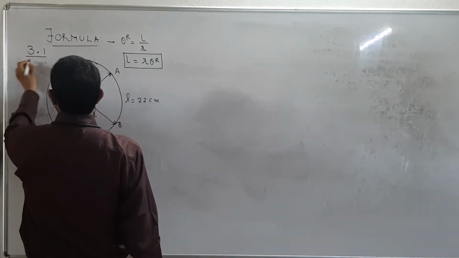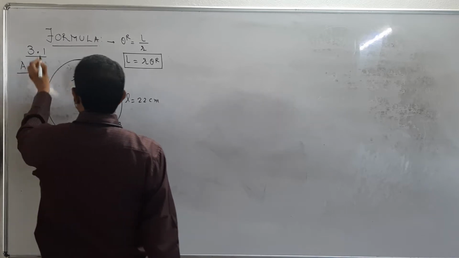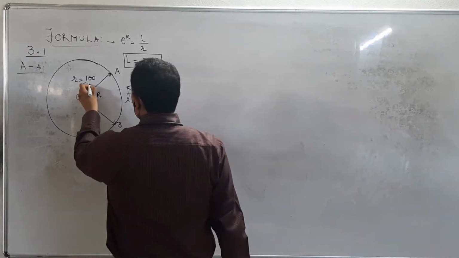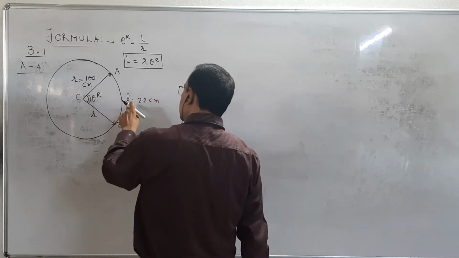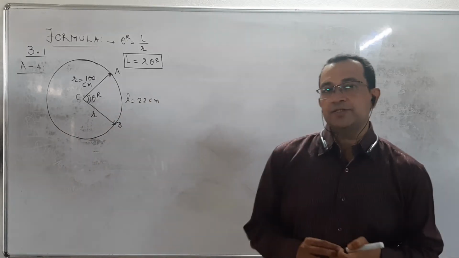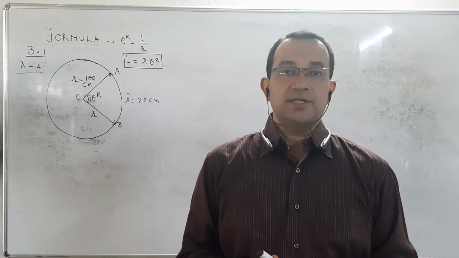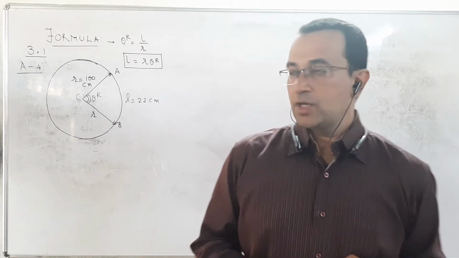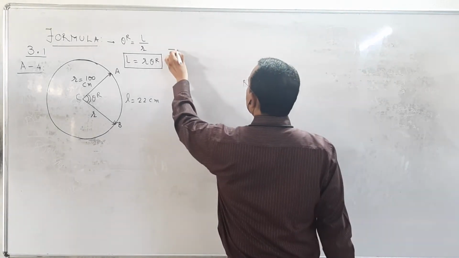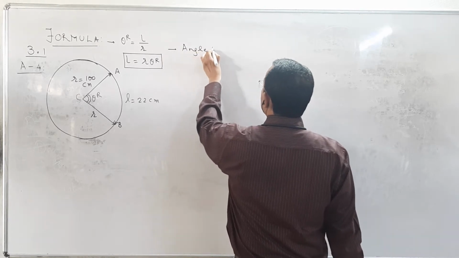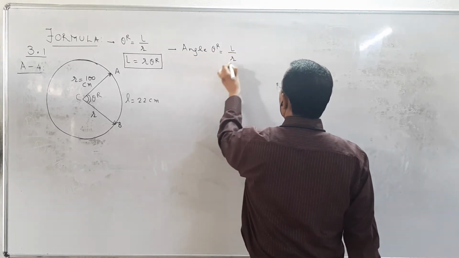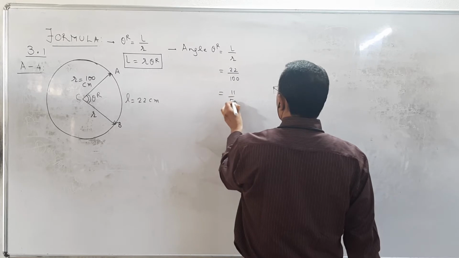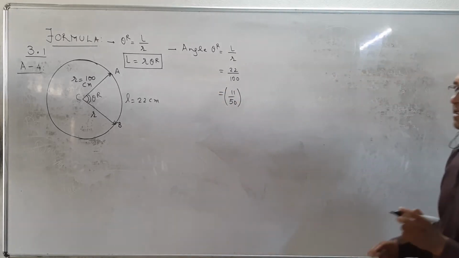I am starting with 3.1, answer number 4. In a circle of radius 100 centimeter, find the angle theta in degree subtended by an arc of length 22 centimeter. Arc length is how much, students? 22 centimeter. So we write angle theta radian is equal to L by R. So 22 by 100. So 11 by 50. This measure is, students, in radian.